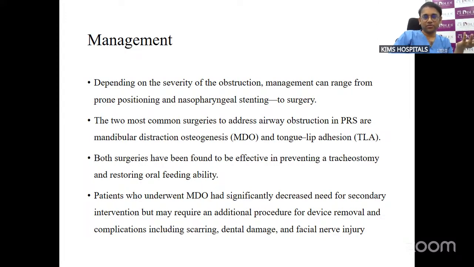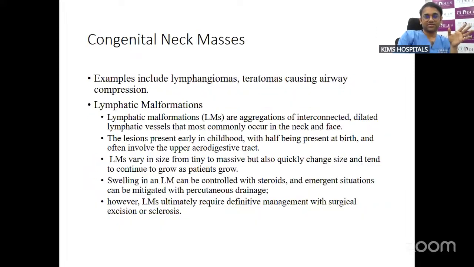But if it is very severe, you need to do two kinds of surgeries. One is mandibular distraction osteogenesis and the second is tongue-lip adhesion. When compared, both are equally effective in preventing tracheostomy and restoring oral feeding. But mandibular distraction osteogenesis takes a prolonged period of time. We need a second intervention in order to remove the device, and there can be more complications like scarring, dental damage, and facial nerve injury. But MDO, the mandibular distraction osteogenesis, prevents the chance of tracheostomy much better than tongue-lip adhesion.